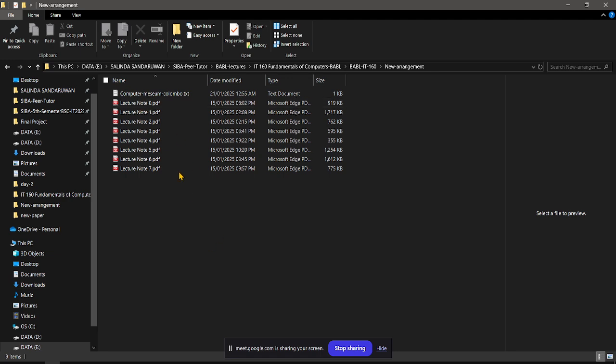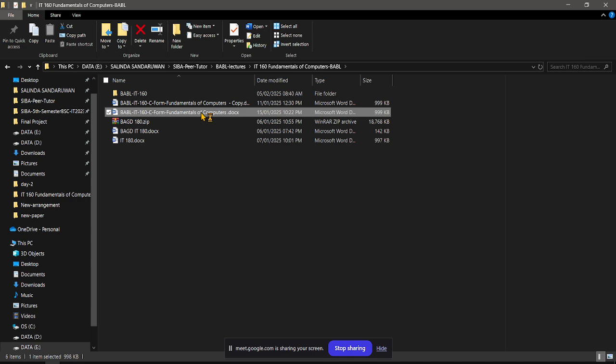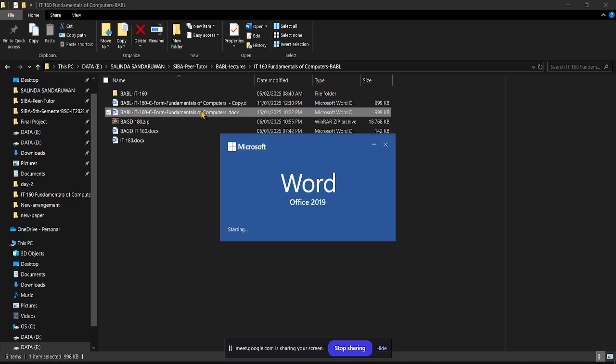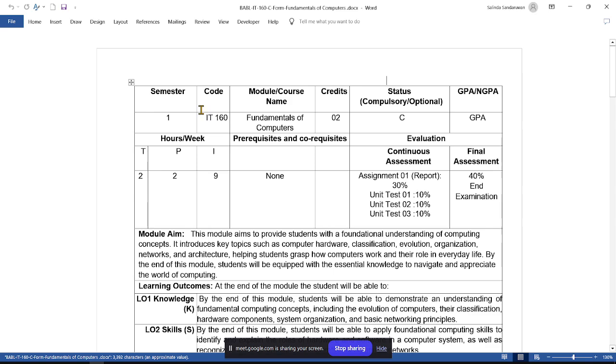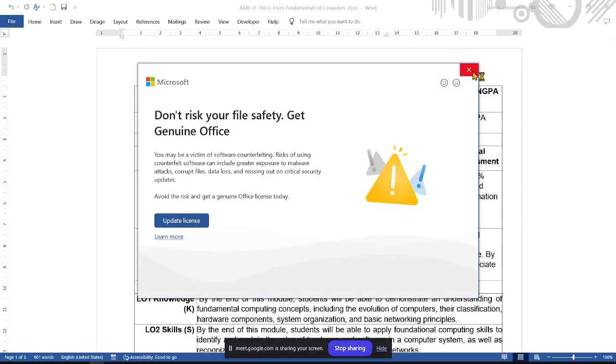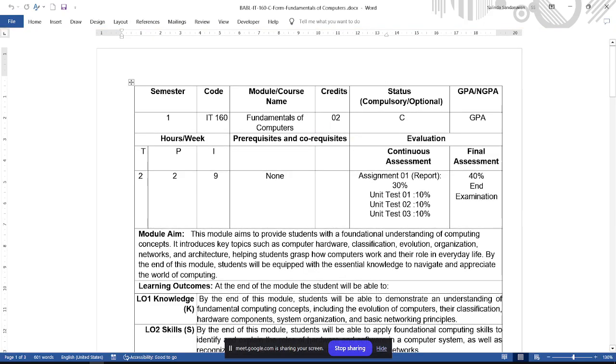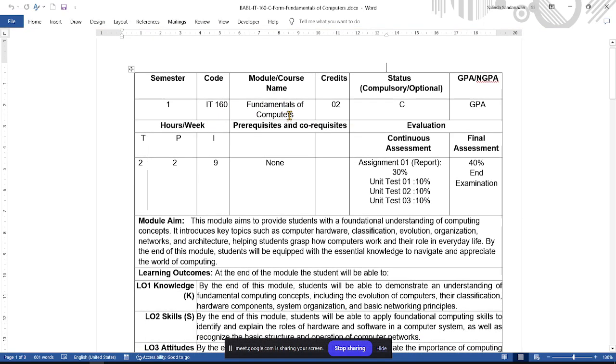We'll start, right? Let me show you the C form of this course. Maybe it differs from time to time and according to the students also. If the students are interested in some other things, we can customize it. But anyway, this is the C form of this course. C form means the course content. So, Fundamentals of Computers, IT 160. It's a compulsory course, and you will get 2 credits for this course.